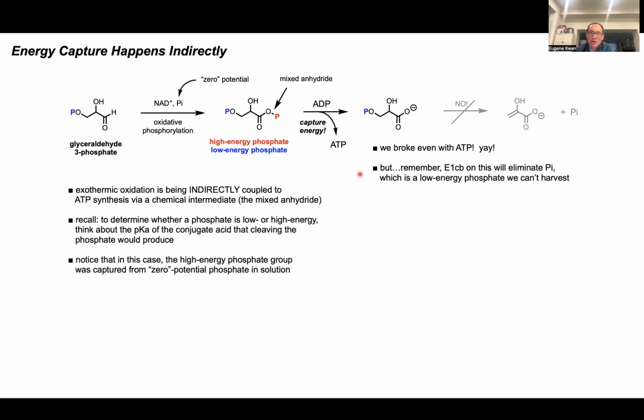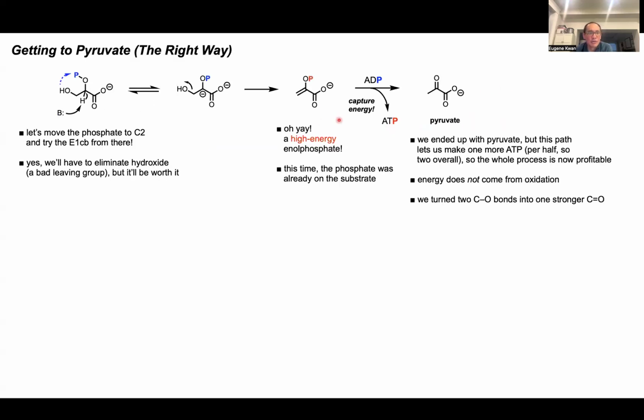But now we still have to get to pyruvate. And if you remember what we just said, you could try to do E1CB directly on this, right? Generate the anion here, but then we would lose this terminal phosphate again, and that's bad news, right? Because then we'd get to the end and we wouldn't capture any energy. And so what you need to do is actually move the phosphate. So you can just have an enzyme move the phosphate from here to here. That's roughly thermoneutral. And then you do E1CB on that.